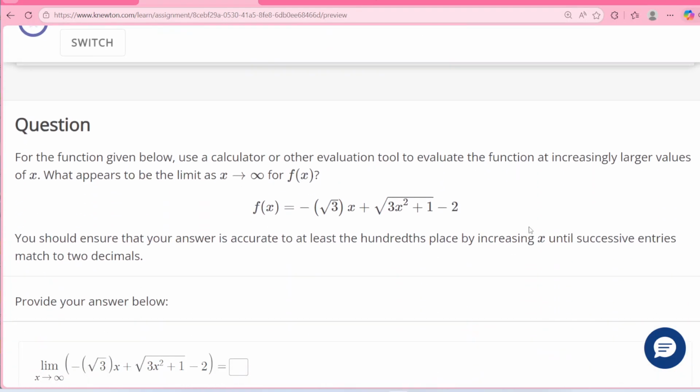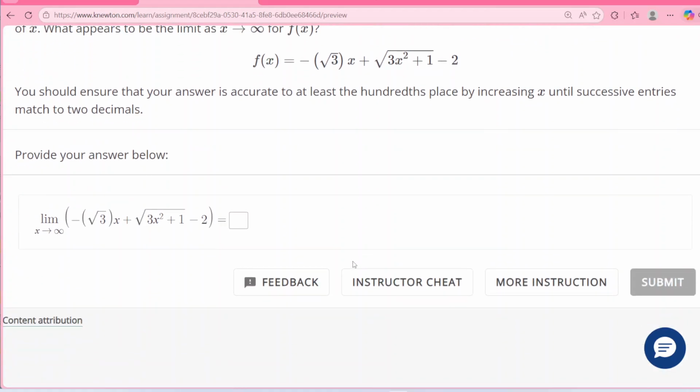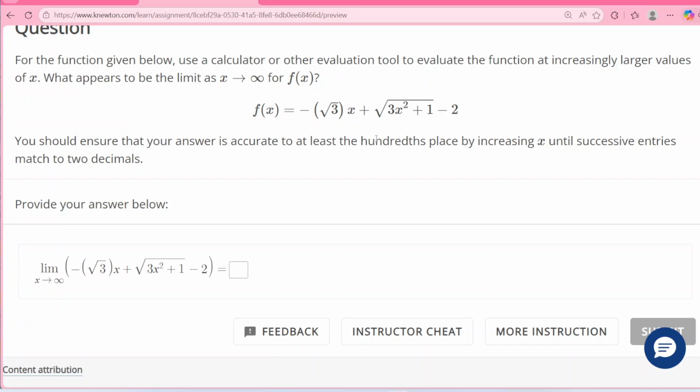All right. And then here's one like way back with the first question, where they're asking us to use a calculator and try to guess what the limit as x approaches infinity is for this function here. So negative square root of 3 times x plus the square root of 3x squared plus 1, and then minus 2. I'm going to do what we did in the first question of the video, and we'll make a table for this, to see what happens as we plug in larger and larger values of x.